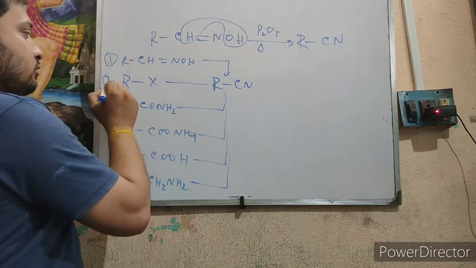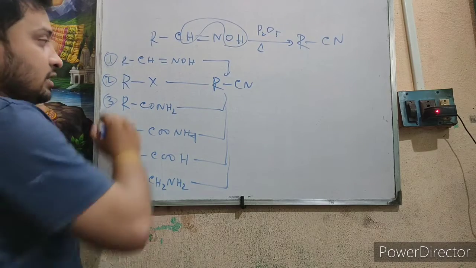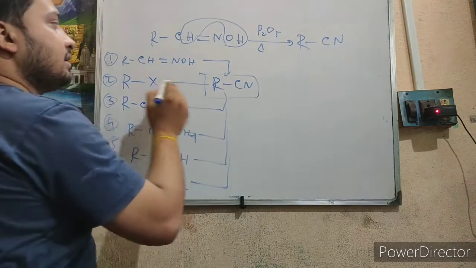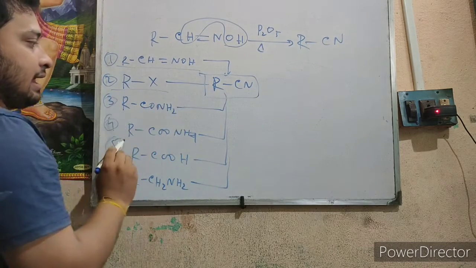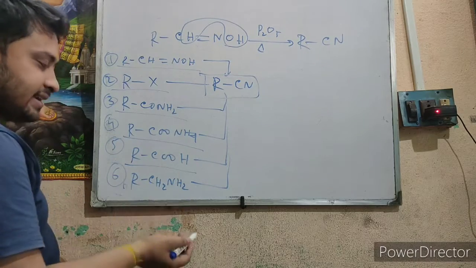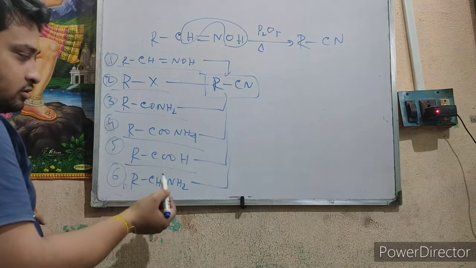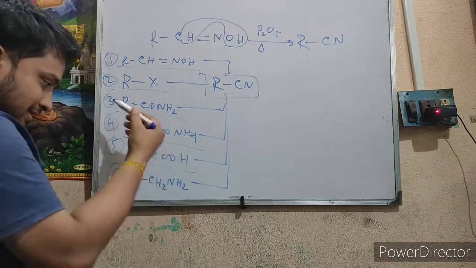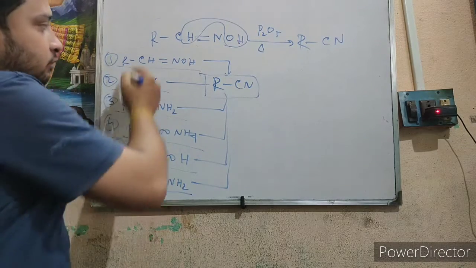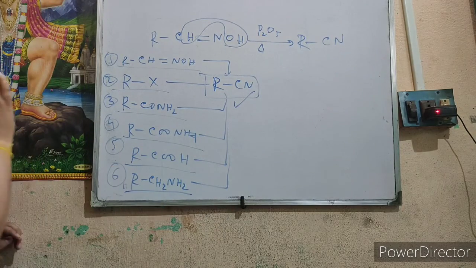First one, second one, third one, fourth one, fifth one, and sixth one. So there are six methods to prepare RCN from various groups: aldoxime, alkyl halide, acetamide, ammonium acetate, and acid. If here R is CH3, it is acetic acid and ammonium acetate. From these groups, you can prepare RCN. Those are very simple methods.